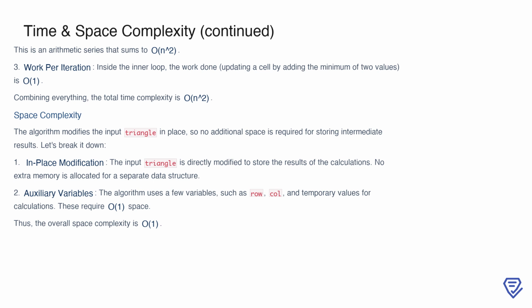Now, looking at the space complexity, the algorithm modifies the input triangle directly, which eliminates the need for additional memory to store intermediate results. Specifically, the input triangle is updated in place to hold the results of the calculations, so no separate data structure is required. The use of auxiliary variables, such as for tracking the current row, column, or temporary values during computation, only requires constant space, or O(1). Therefore, the overall space complexity of the solution is O(1).